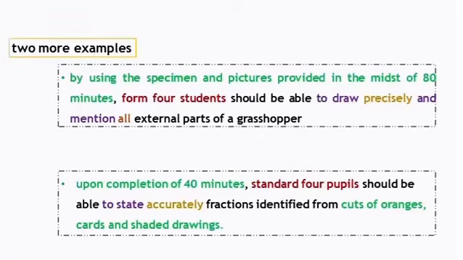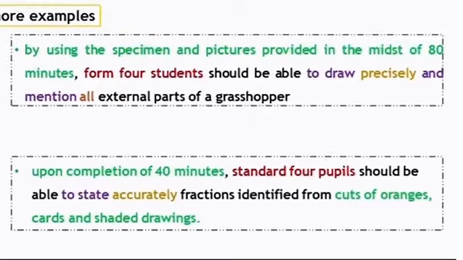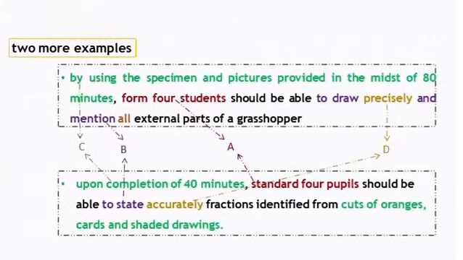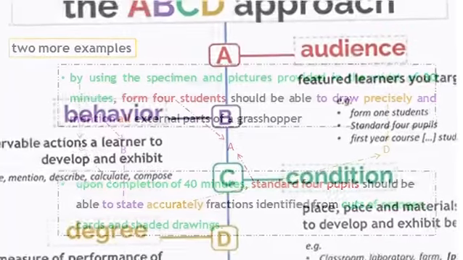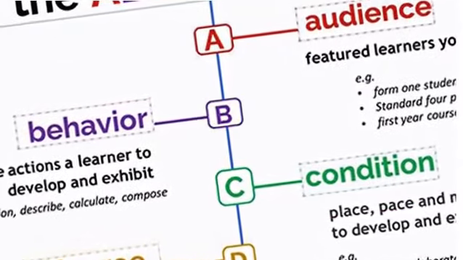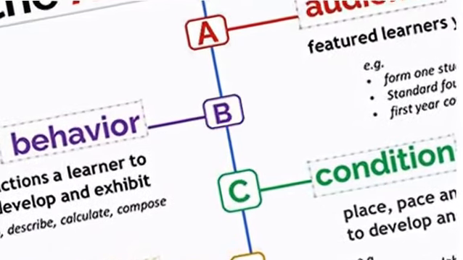Here are 2 more demonstrations, one picturing Form 4 students drawing a grasshopper in biology, and another about Standard 4 pupils mastering fractions in mathematics, along with their ABCD elements. That's how you can use the ABCD to prepare your learning objectives. As you have seen in those examples, the elements of an objective don't necessarily need to be in the order of A, B, C, D.